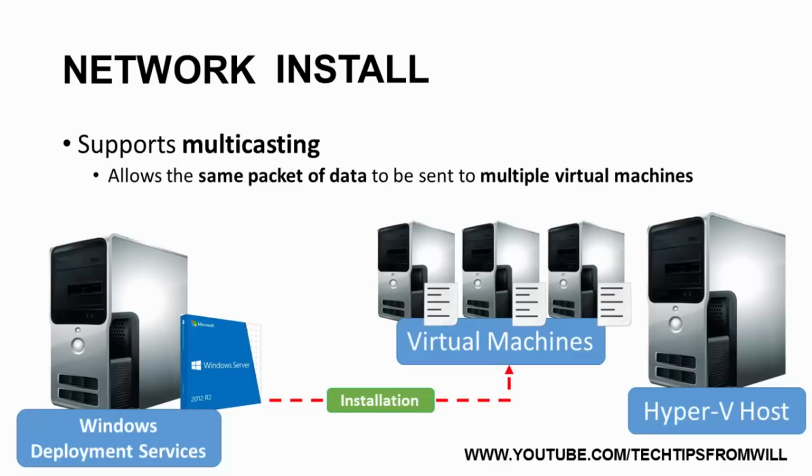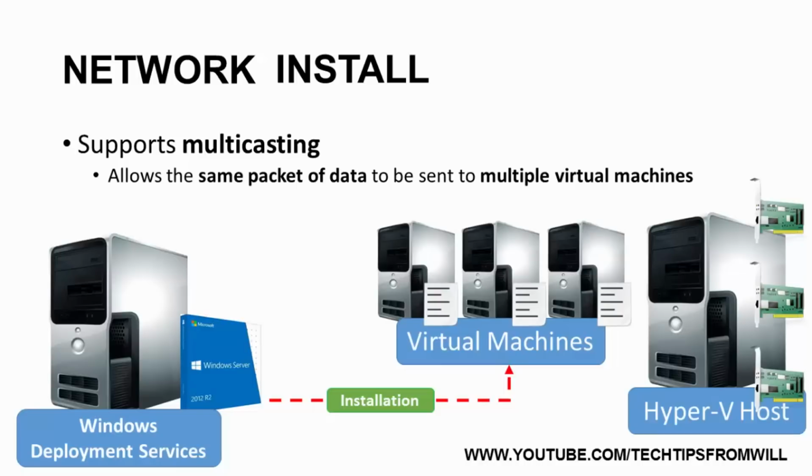To perform a network-based installation, your virtual machine will require network connectivity so that it can contact a Windows Deployment Services server. This is done by creating a virtual switch. Virtual switches are created from the physical network interface cards installed in the Hyper-V host. When you create a virtual switch, you will have to choose which of the network interface cards from the Hyper-V host you'd like to turn into a virtual switch.